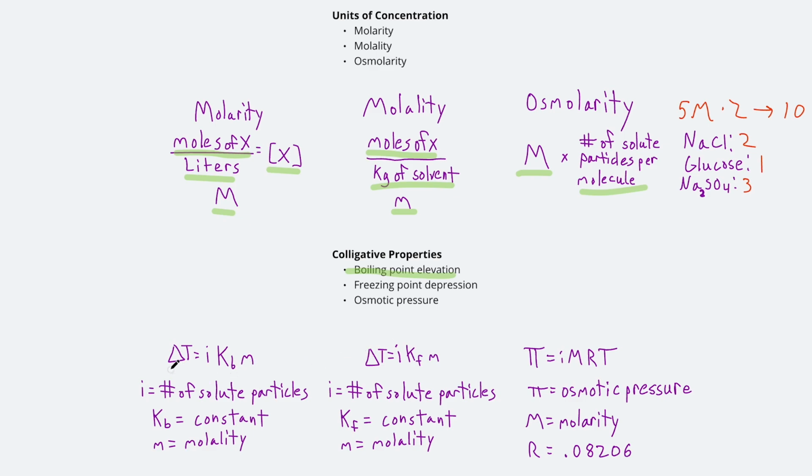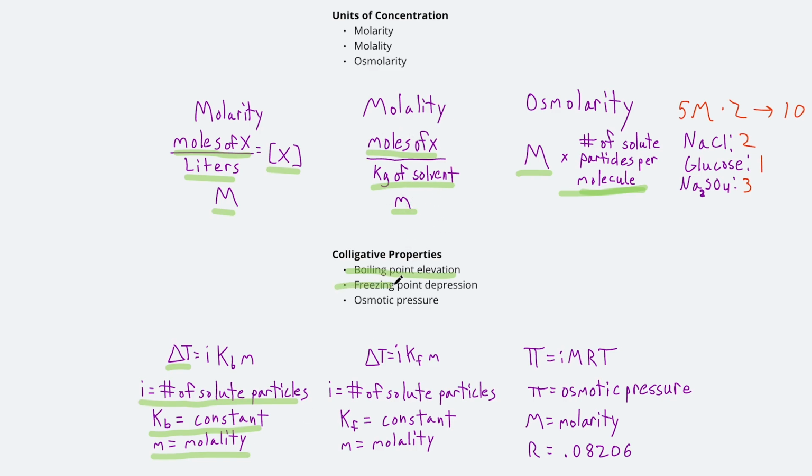The equation is really straightforward. We have delta T, which is how much our boiling point was elevated, times i, which is the number of solute particles per molecule, which we just discussed for osmolarity, times Kb, which is a constant that depends on the solute and the solvent, and then times the molality, which we discussed above.